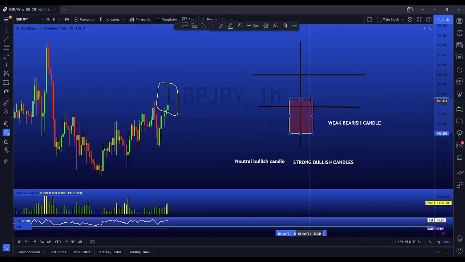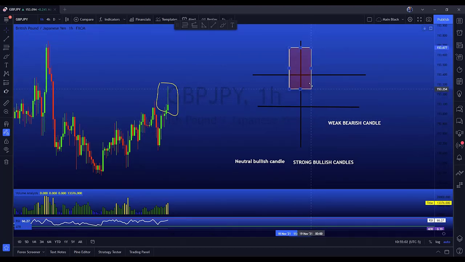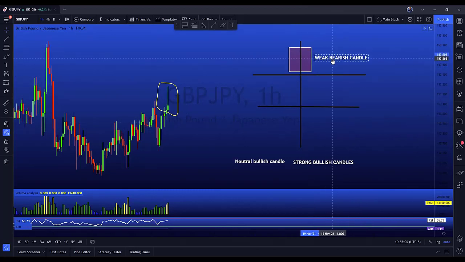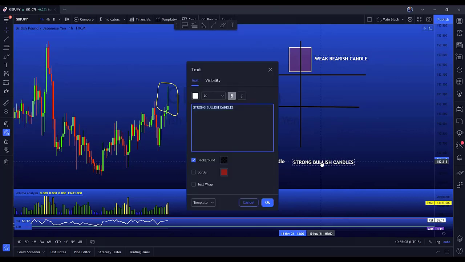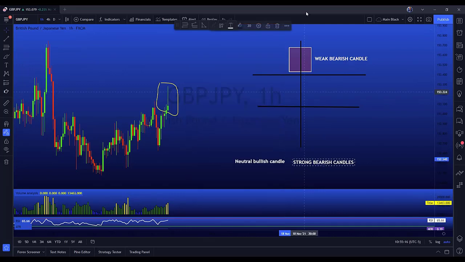No. Weak bearish candle is going to be in the upper third. You guys suckered me into this. Weak bearish candle is going to be up here. You guys tricked me. Hold on. Weak bearish candle is going to be in the upper third. Remember, the open is at the top. Close is at the bottom. Sorry about that, guys. So if we close in the upper third, this is the exact opposite of the bullish. This is going to be our weak bearish candle.